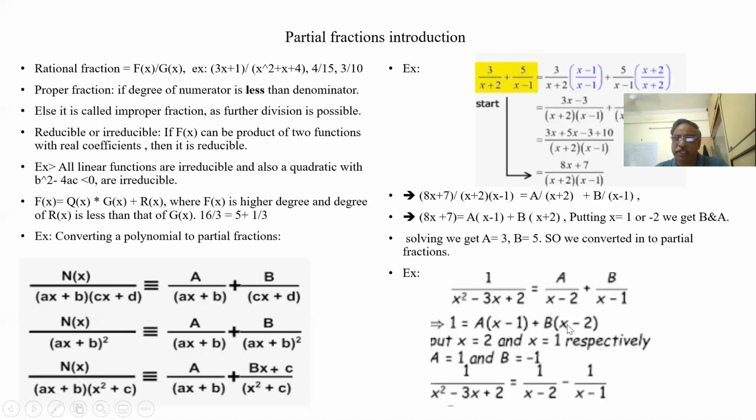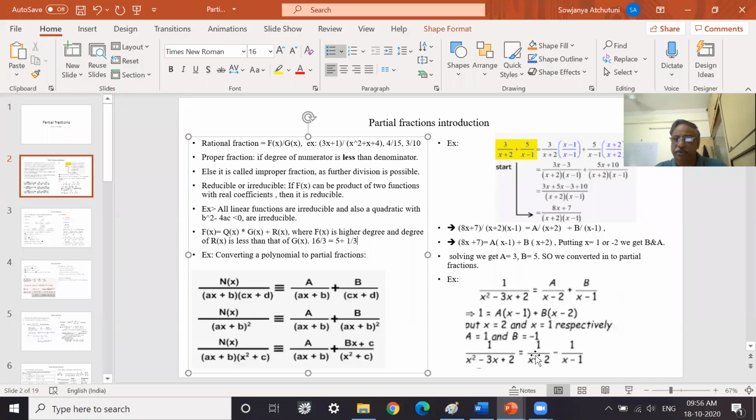If I put x is 1, I get B. If I put x is 2, I get A. So A is 1 and B is minus 1. So this is the answer. Here, if I have to do integration, how can I do it? With x square at the bottom, I cannot do integration. I can do it here: it is log of x minus 2 minus log of x minus 1. Simple. So this is the purpose of partial fractions.